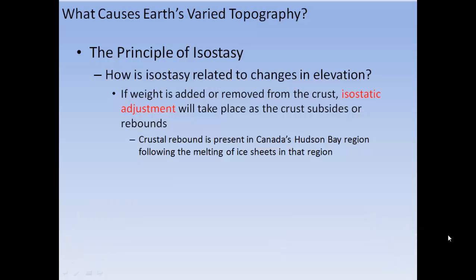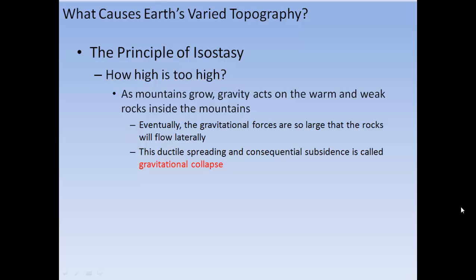How is isostasy related to changes in elevation? If weight is added or removed from the crust, isostatic adjustment will take place as the crust subsides and rebounds. Crustal rebound is present in the Canadian Hudson Bay region following the melting of the ice sheets of that region. During the ice ages, the ice sheets added weight to our crust, so there was a lot of subsidence. But as the ice sheets have melted away, the rock has readjusted and uplifted.